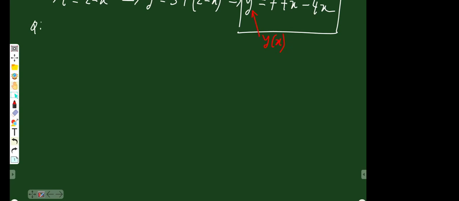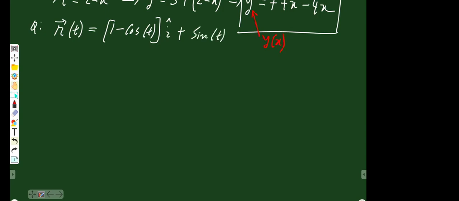Okay, let's do this one as well. r of t is equal to (1 minus cos t) i plus sin t j. Now find the Cartesian equation.